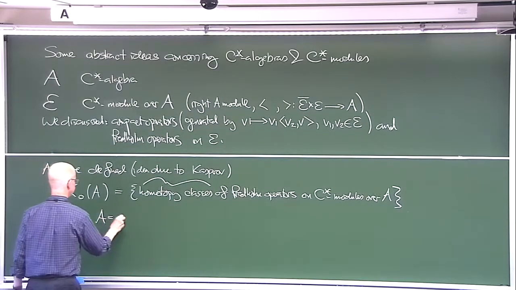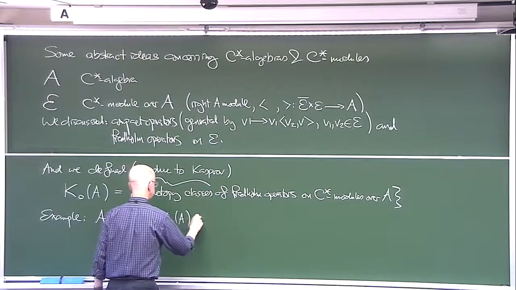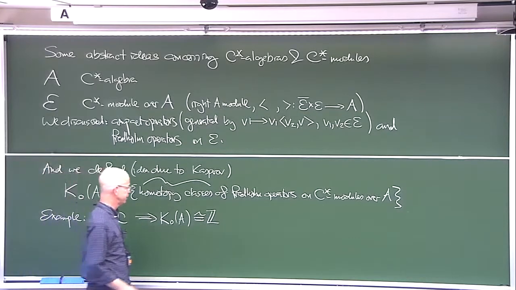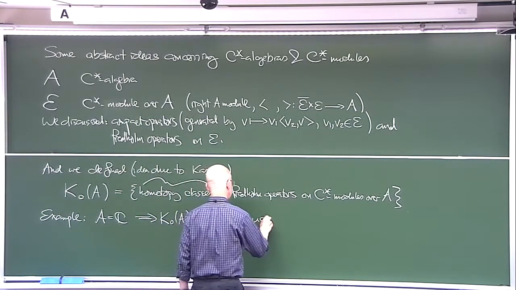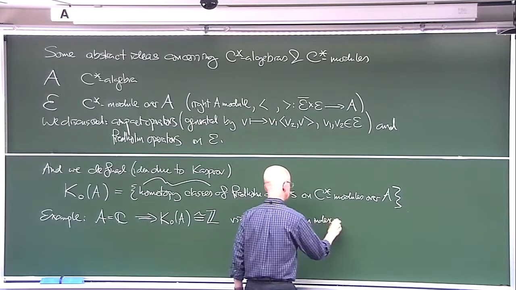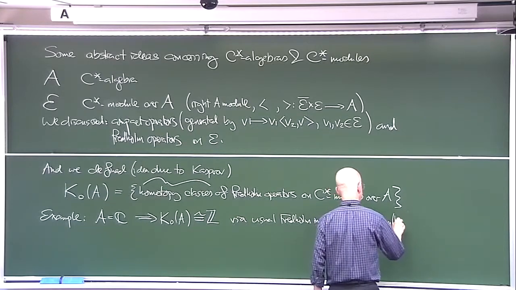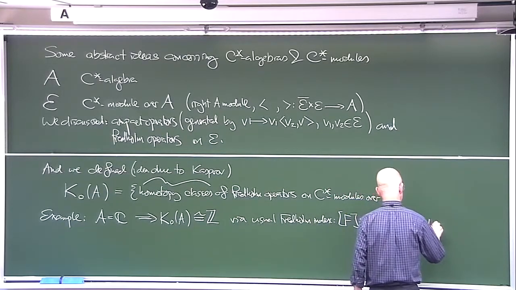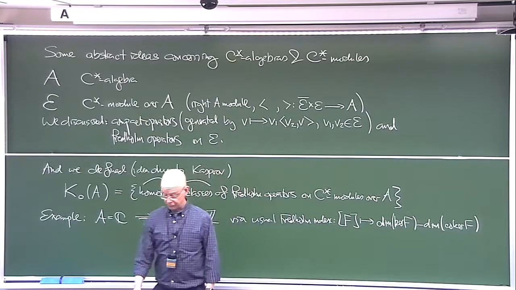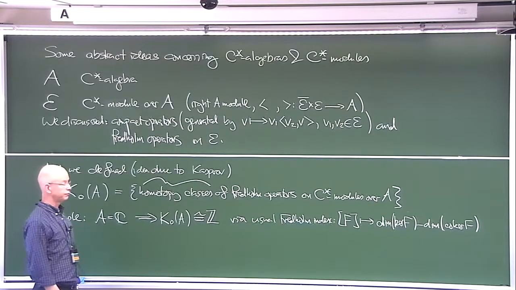But if A is the complex numbers, then one thing we can say is that K0 is just the integers via the usual Fredholm index. So the homotopy class of F goes to the dimension in the usual vector space sense of the kernel of F minus the dimension in the usual vector space sense of the co-kernel. And it's part of the theory of Fredholm operators that these are two finite quantities that we're taking the difference of. Okay.